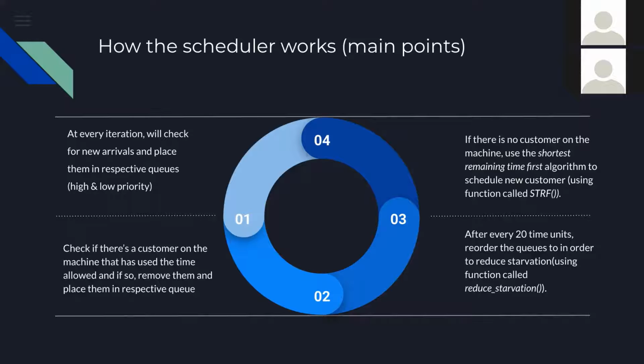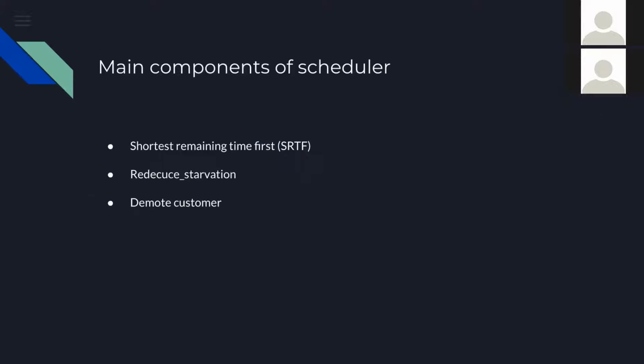And after every 20 time units, it will reorder the queues in order to reduce starvation. And at the last bits of the iteration, it will check if there's no customer in the machine. And if there is no customer, it will use the shortest remaining time first algorithm to schedule a new customer onto the machine. So now I will describe the main components of our algorithm.